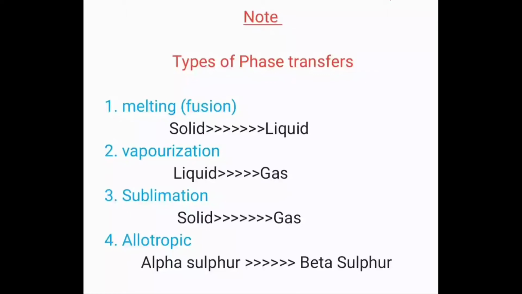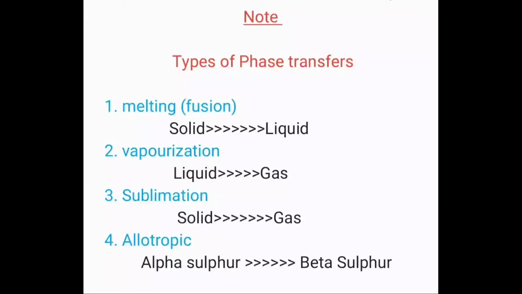Crystalline sulfur also has two types. One is alpha sulfur, another is beta sulfur. Alpha sulfur is also known as rhombic sulfur, and beta sulfur is also known as monoclinic sulfur. So you know what rhombic sulfur and monoclinic sulfur are. Alpha sulfur means rhombic sulfur, beta sulfur means monoclinic sulfur.